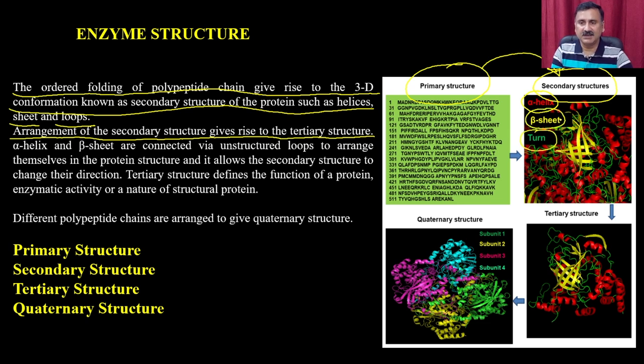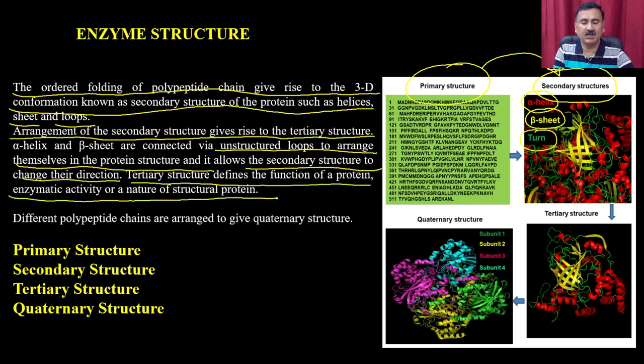Then these secondary structures are connected by unstructured loops to arrange themselves in a protein structure, which allows the secondary structure to change direction. The tertiary structures define the function of a protein, enzymatic activity, or the nature of a structural protein. So these secondary structures are connected with the help of the unstructured loops, and that is how they are converted into tertiary structures. And these structures are folded into the quaternary structure in those cases where the protein has a larger number of subunits.